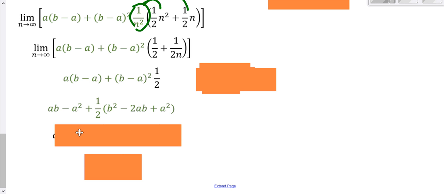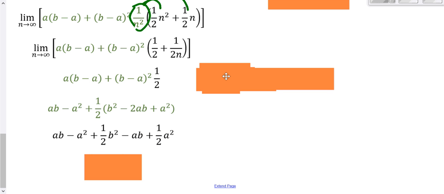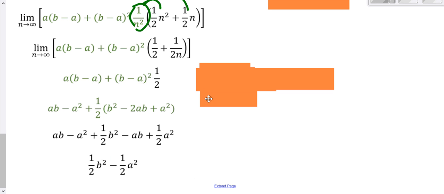Now, I'm going to distribute through my a. It's 1/2, and then I'd have to FOIL this out: b minus a times b minus a. Distribute through the 1/2, and then I could collect my like terms. You notice here ab minus ab, they're going to cancel. You have a 1/2 b squared, you have a 1/2 a squared, and you're subtracting a 1/2 a squared. So you get 1/2 b squared minus 1/2 a squared.